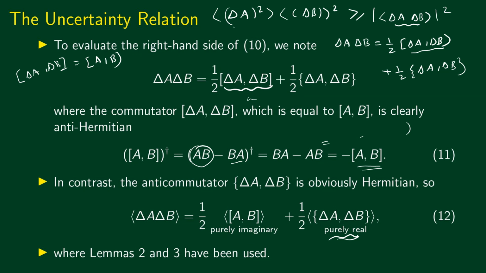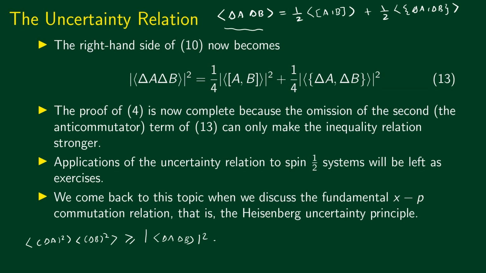So we have just used lemma 2 and 3. We have just found that the expectation value of delta A delta B is equal to half the expectation value of the commutator of A and B plus half the expectation value of the anti-commutator of delta A and delta B. This is what we have found. And we know that this is purely imaginary, and this is purely real.